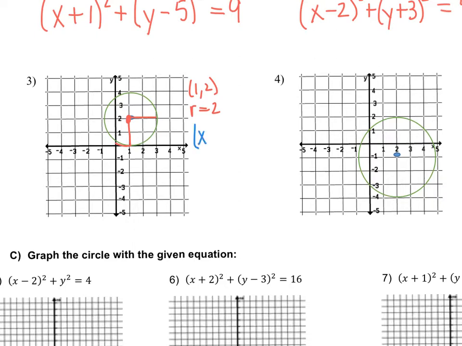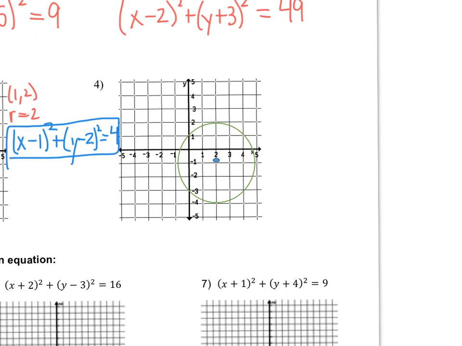So x minus 1 squared plus y minus 2, so we're going to fit it in here, squared equals my radius squared, which is 2, so 2 squared is 4. And that would be the answer to that circle. That would be the equation of that circle.